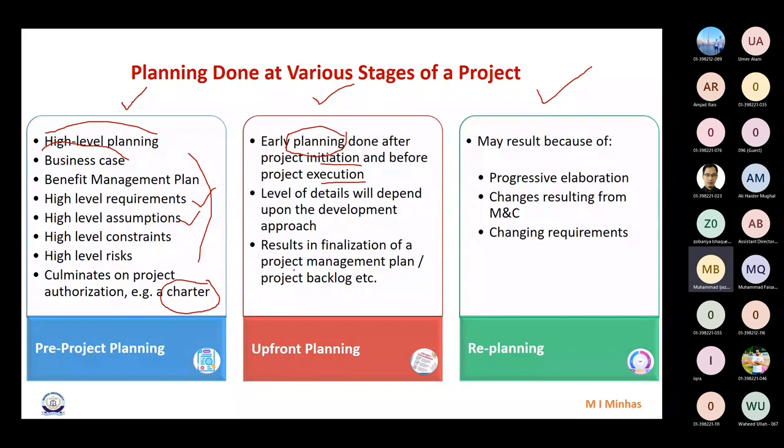So once we are done with the upfront planning, at the end we get something, and that something is either a project management plan or a project backlog, right? In case of adaptive approaches, we get something called a project backlog. We will cover this topic in the scope planning area of this course, maybe in this lecture or maybe in the coming lecture. And then there's another thing, and that is replanning, right? This replanning is done either because of progressive elaboration. Can someone tell me what is progressive elaboration?